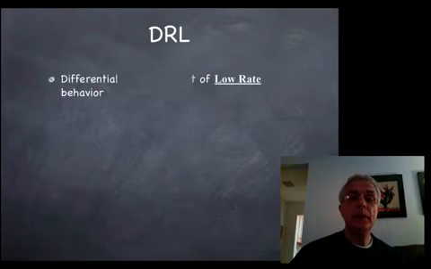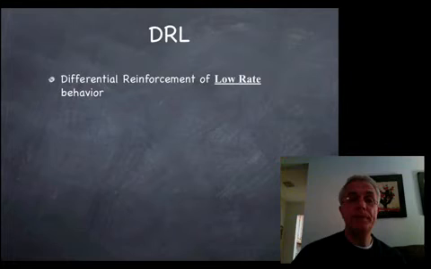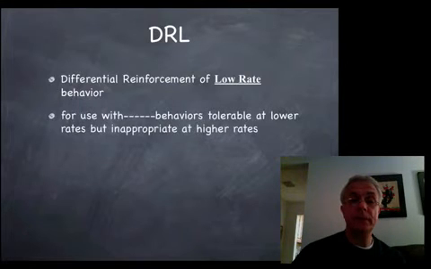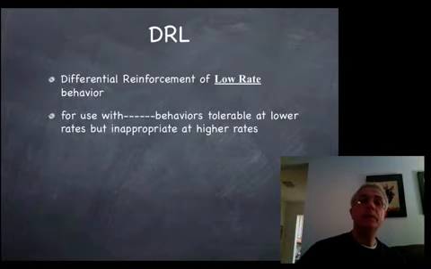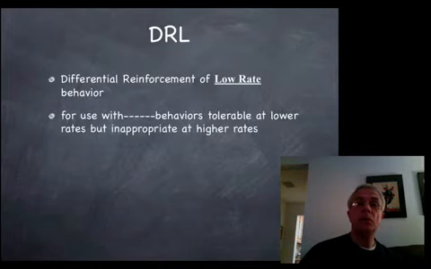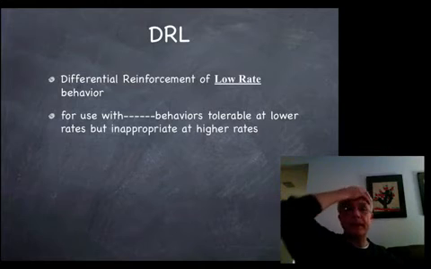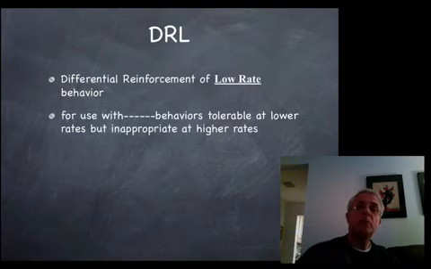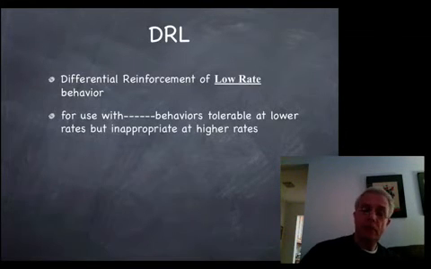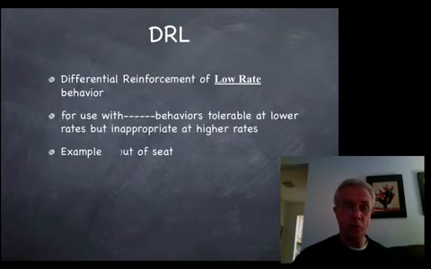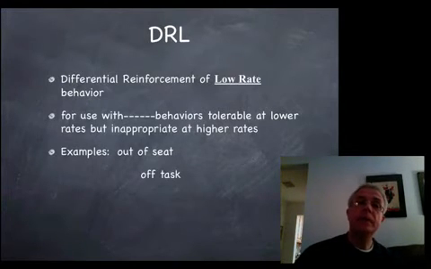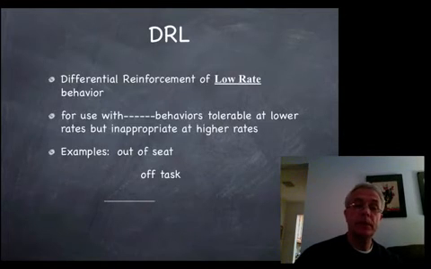Now we move to DRL, differential reinforcement of low rate behaviors, and it's a different animal altogether. We use DRL with behaviors that are tolerable at lower rates, but not as tolerable at higher rates. So think about behaviors that could meet that definition. I'll give you some examples in a moment. Well, here's some. Out of seat. It's okay occasionally to get out of seat, but not all the time. Off task, similarly. And what would be some others?